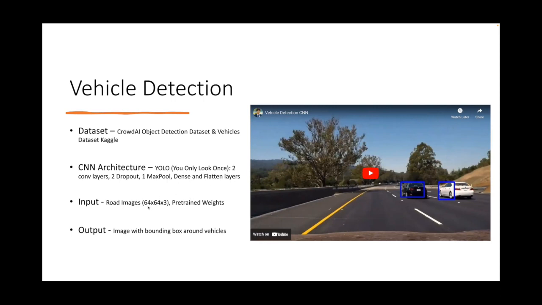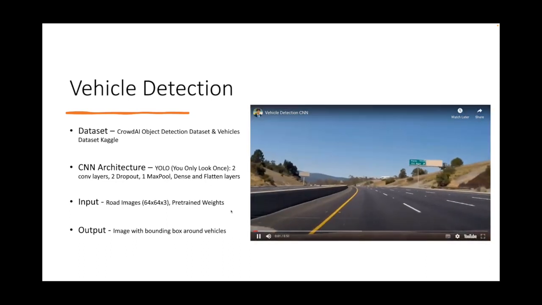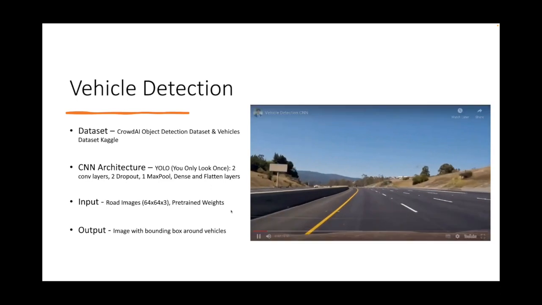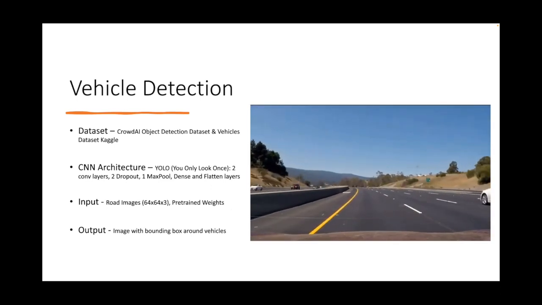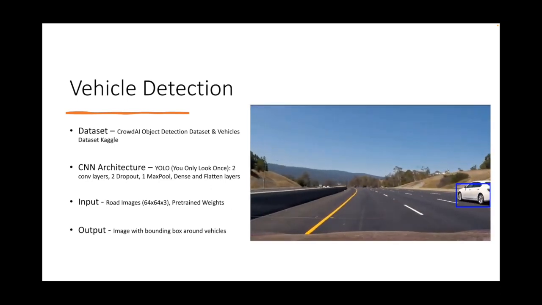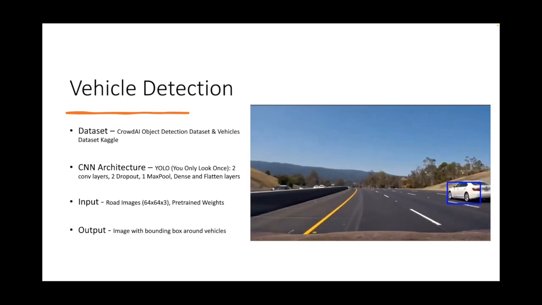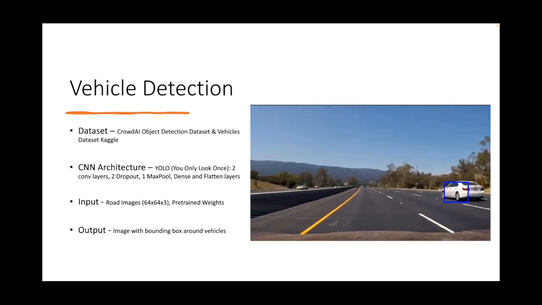My model expects road images of 64 by 64 with again 3 channels, R, G, and B. And I used the pre-trained weights from the YOLO library to train my model. The output that I get after implementing this task was this vehicle detection. This is the same video that I showed you before during the lane detection. But in this video, you can see that it can detect the vehicles, and it draws a bounding box around the vehicles that it finds.